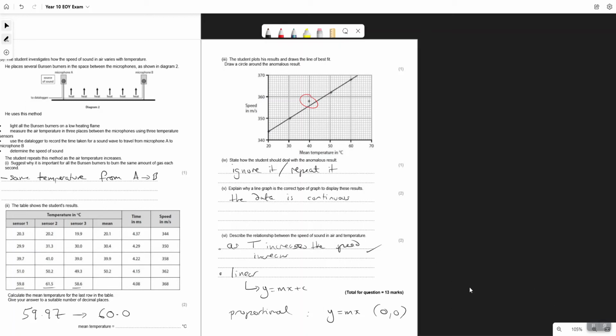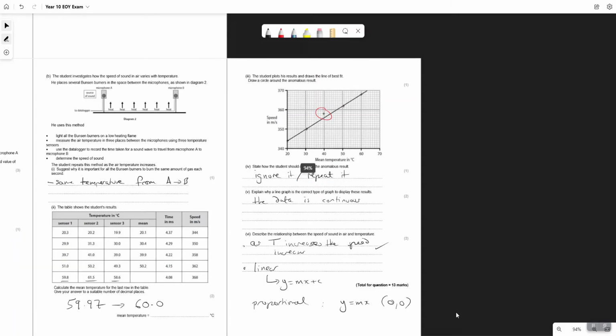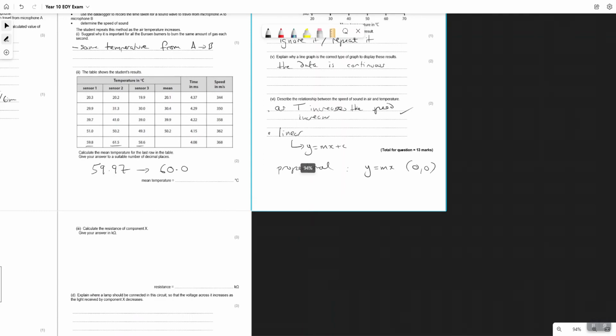Again, physics exams do not tend to really reward the phrase positive correlation on its own. It's asking you to be explicit about what the relationship is between the two variables. So be a bit clearer.